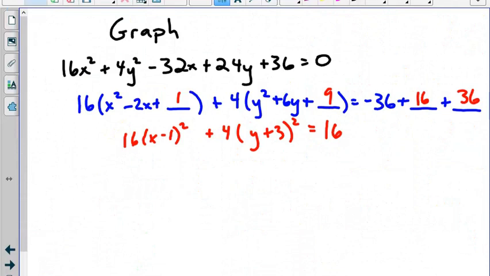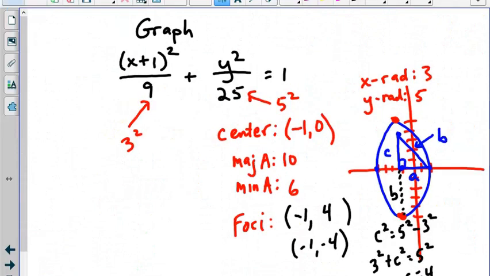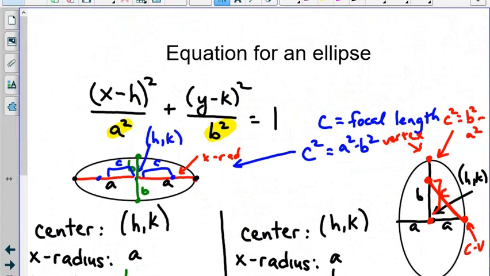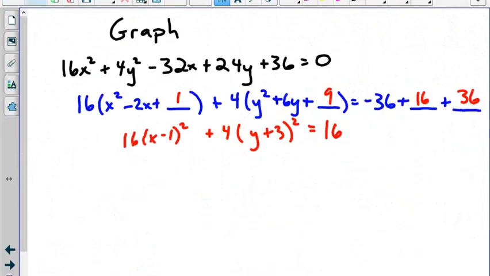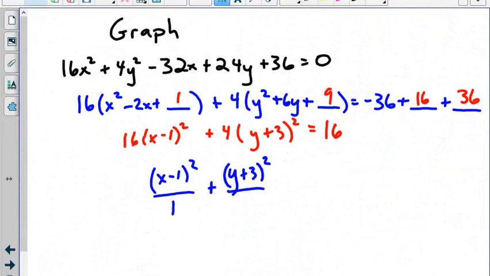In order to get it to look like the form that I had originally, remember where everything equals 1, I'm going to divide by 16. So this should end up working out pretty well. I'm going to divide everything by 16. X minus 1 squared divided by 1 plus y plus 3 squared divided by 4 equals 1.